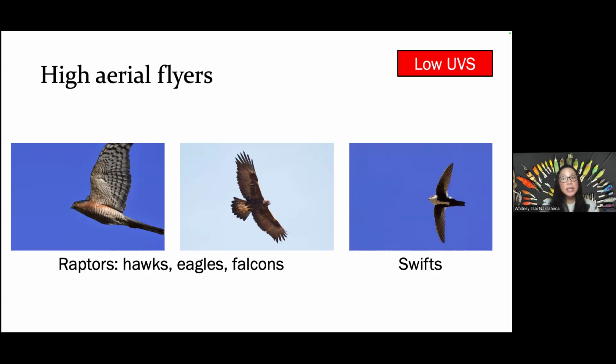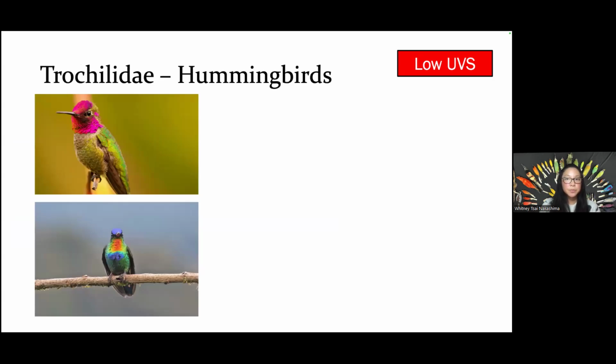And previous studies have actually shown that raptors have lenses that are pretty good at filtering out UV, and so there's a pretty low UV transmittance to the retina. And so maybe retaining this low UVS visual system along with the low UV transmittance to the retina would make sense in terms of avoiding damage to the retinas.